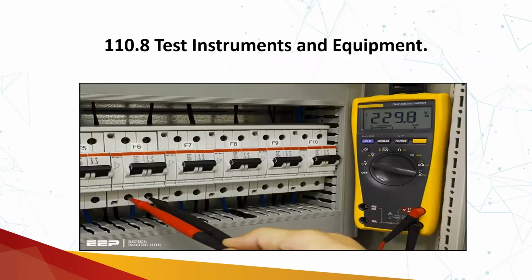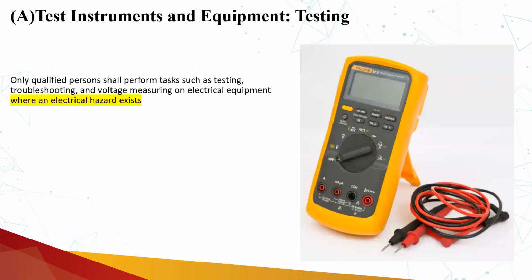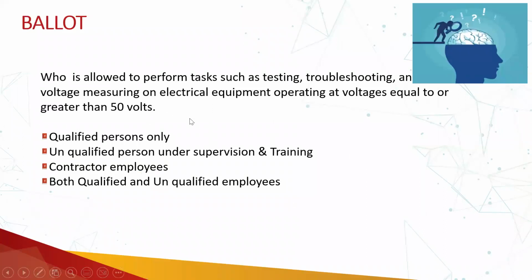Then 110.8 talks about test instruments and equipment. Only qualified employees are allowed to perform tasks such as testing, troubleshooting, voltage measuring, etc. No unqualified employees are allowed to perform these particular tasks. Whether the voltage level is greater than 50 volts or less than 50 volts, it's an only qualified person task. So if the question is who is allowed to perform tasks such as testing, troubleshooting, and voltage measuring on electrical equipment operating at voltage equal to or greater than 50 volts, this is related to qualified persons only.